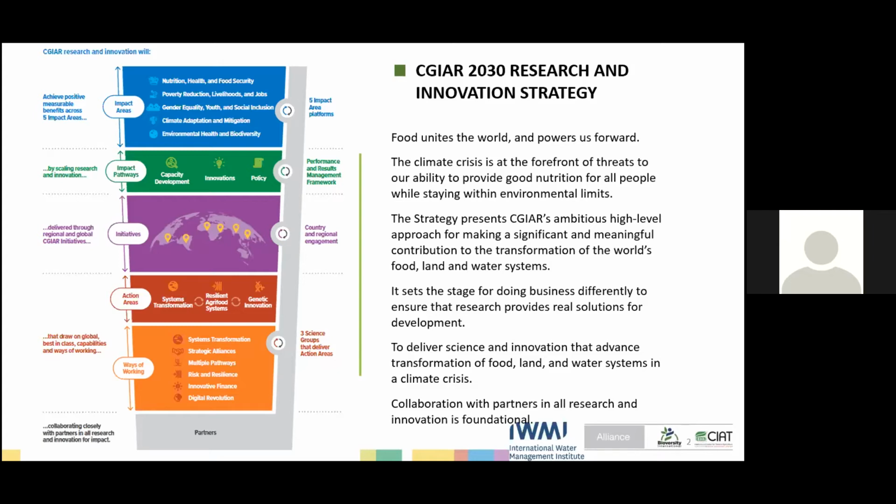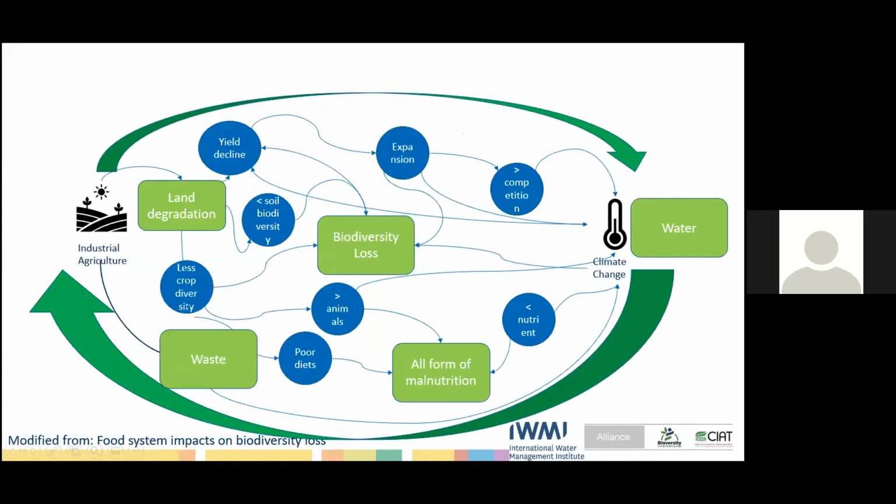And so they draw on global best-in-class capabilities and ways of working on system transformation, strategic alliances, multiple pathways, risk and resilience, innovative finance and digital revolution. And critically important is the collaboration with partners in all research and innovation for impact. So the aim of this research and innovation strategy is really to be demand-based. So this is how the system works.